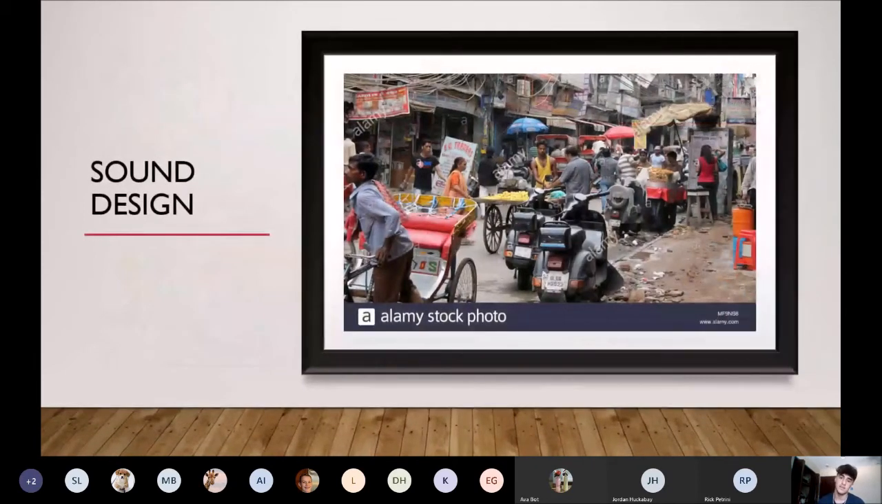So, sound design. This is the picture that I thought most resembles the sound design of India. The main sound design in India is a lot of dogs barking, a lot of commotion, a lot of horns honking, and just a lot of chaos going on. That's an example of a picture because you can see there's a lot of cars and a lot of people walking in the streets. In India, there's a lot of walking to get to different places. And there's also a lot of those bikes that you see.